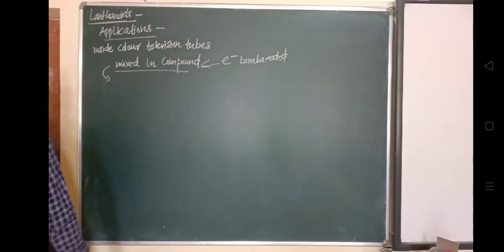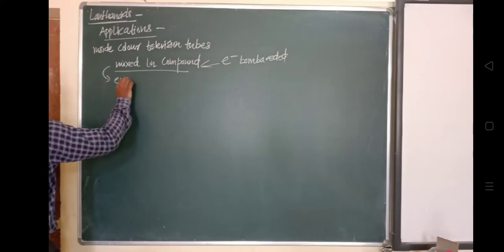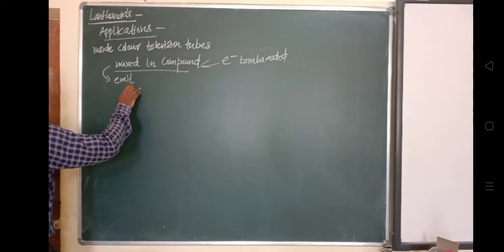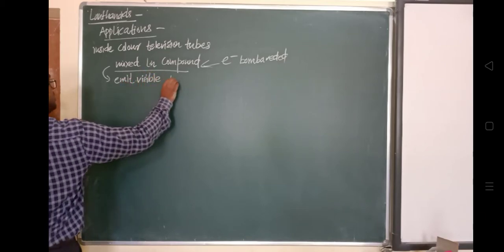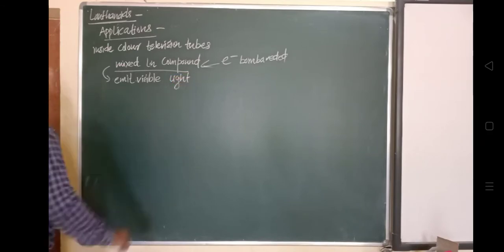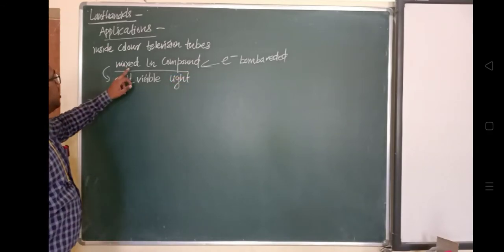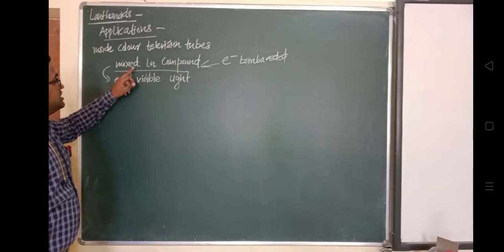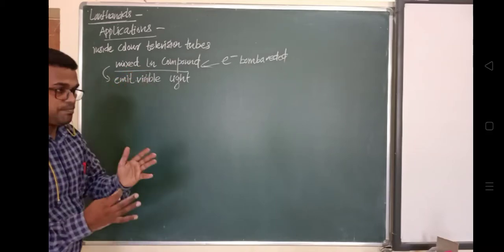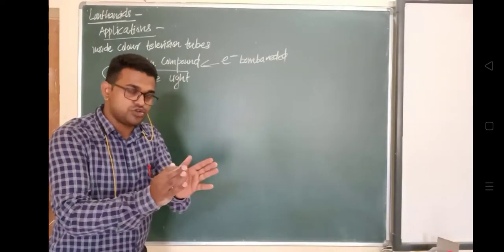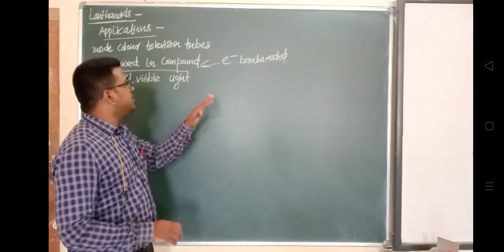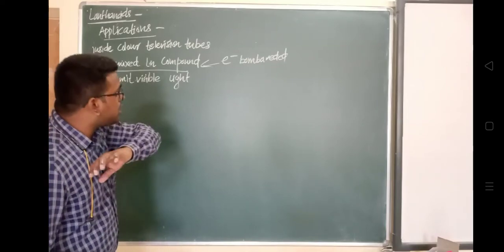So what will happen? These lanthanoid compounds will emit visible light. Now, why are they emitting visible light? This is a mixed lanthanoid compound. It consists of different lanthanide compounds mixed in a proper proportion, and an electron is bombarded. Electron, highly charged.